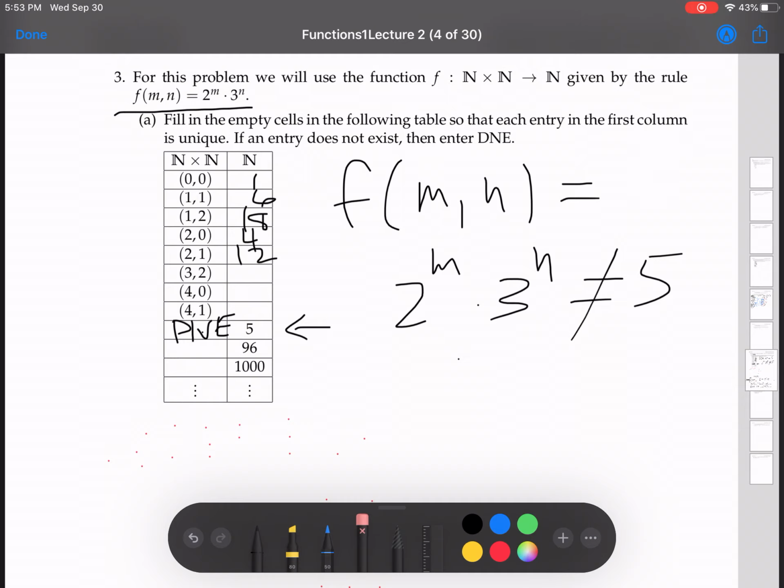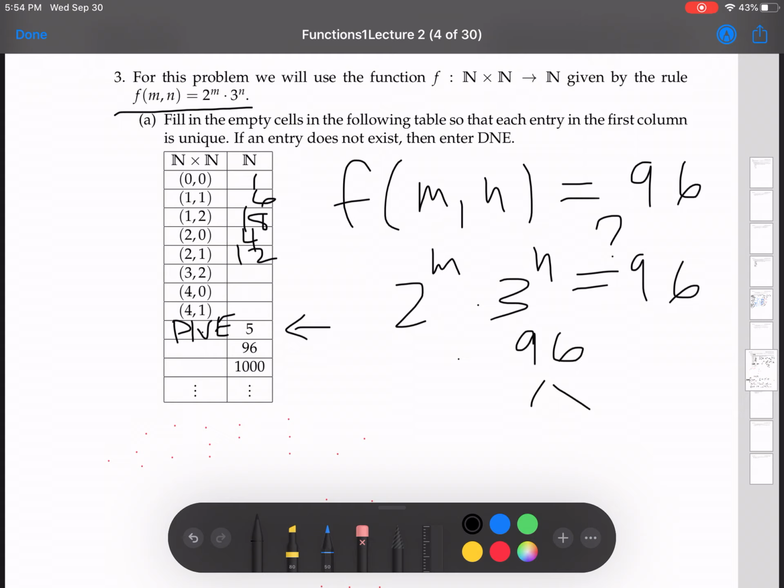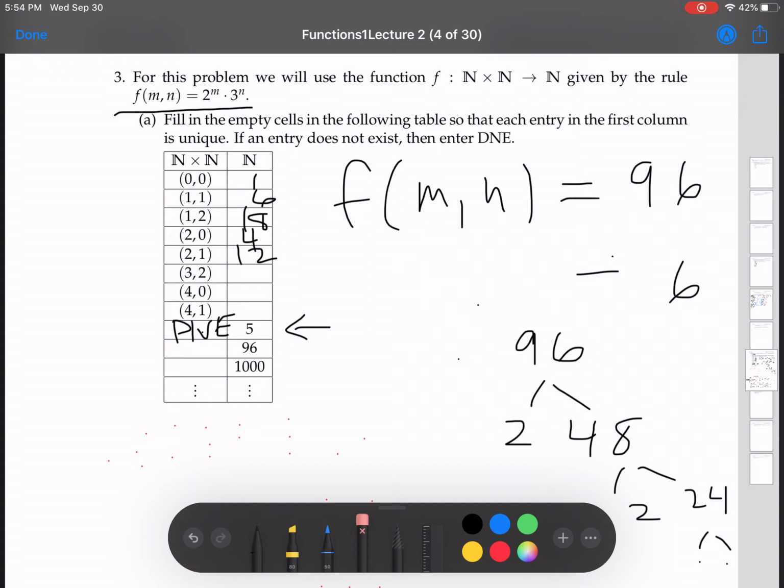Okay. And so the same thing goes for 96, and for 1,000. So for 96, what you might do is a prime factorization. Let's say 2 times 48, and then you get 2 and 24, and then keep going like that. And then decide if you can write 96 as a power of 2 times a power of 3, and if so, then you can put in that m, n. It's easy to see that it's not possible.